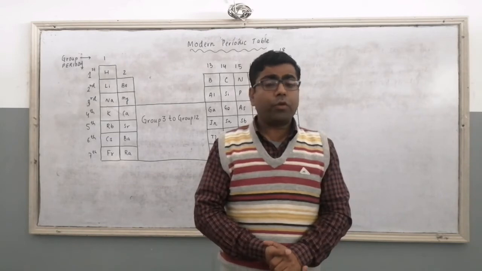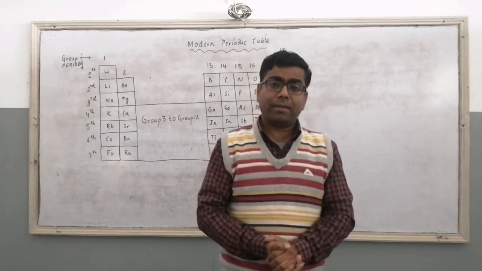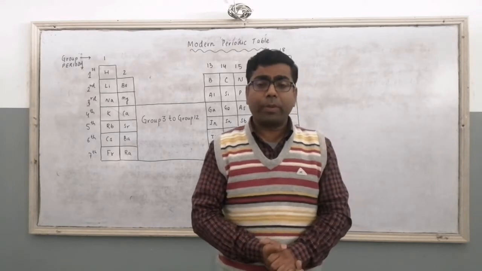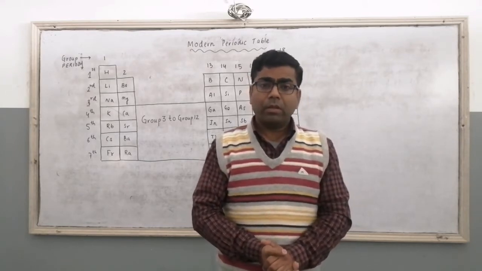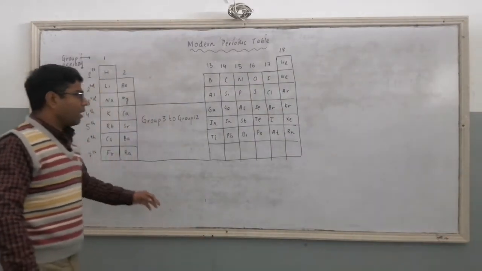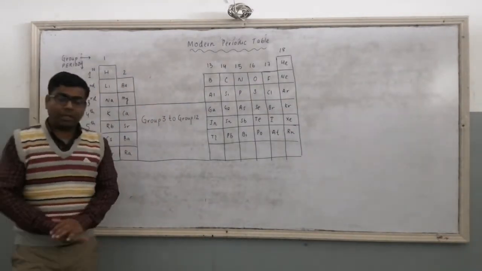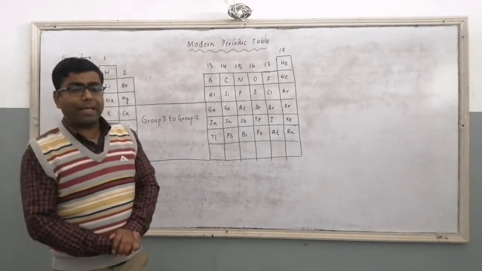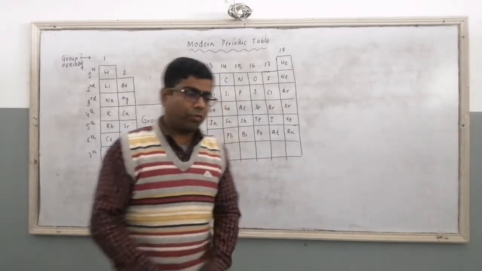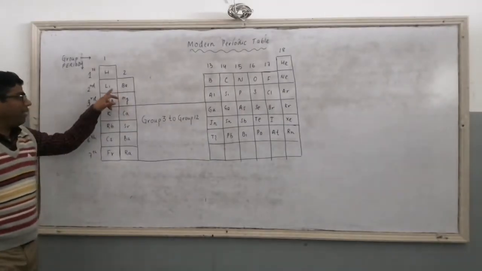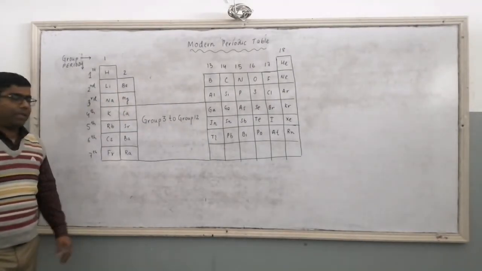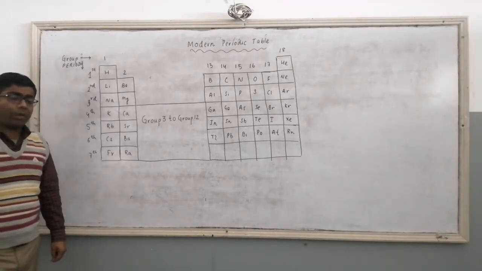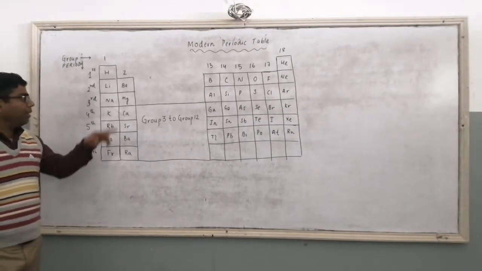Now, if we talk about the atomic size, which is very important whenever we talk about the periodic table. So, if we start moving from left to right in the period, then atomic size decreases. If we compare the atomic size of beryllium and lithium, the atomic size of beryllium will be less than lithium. What is the reason?